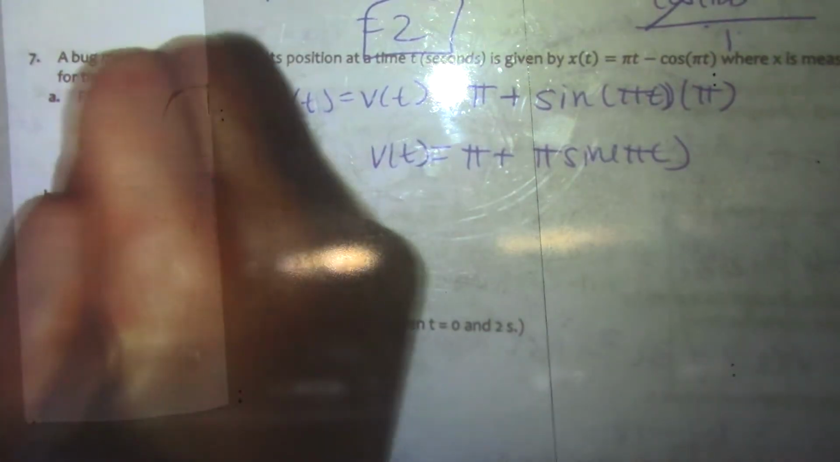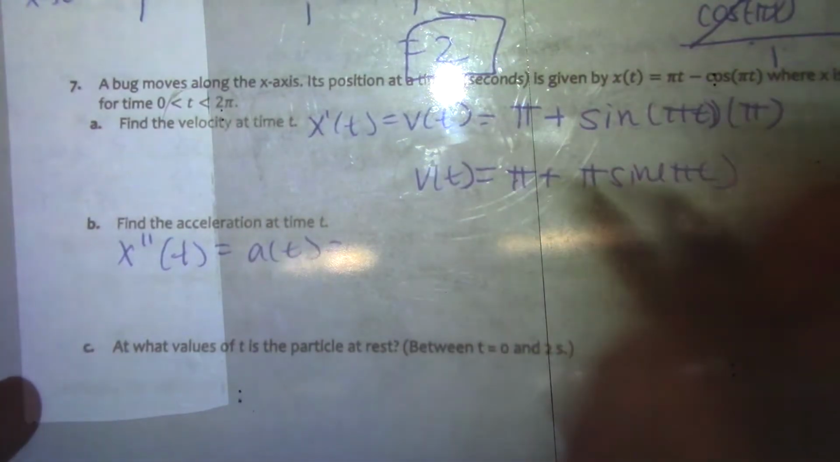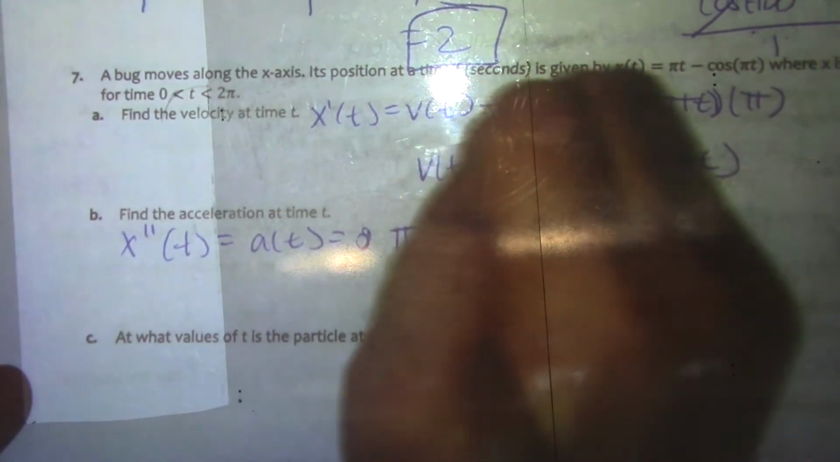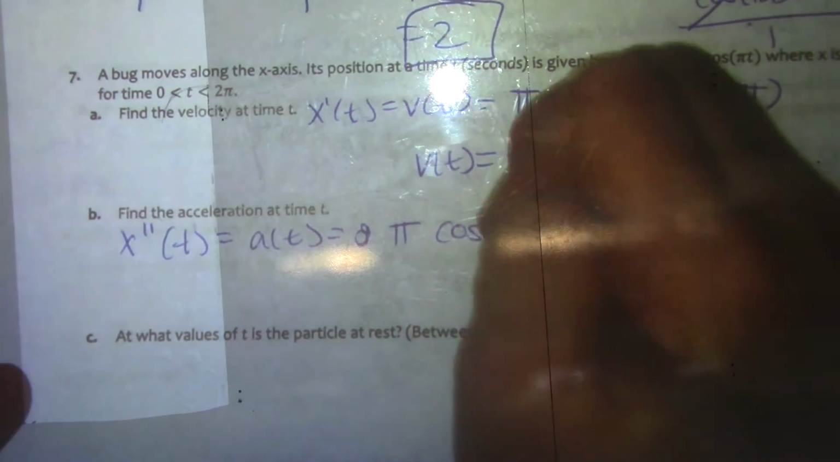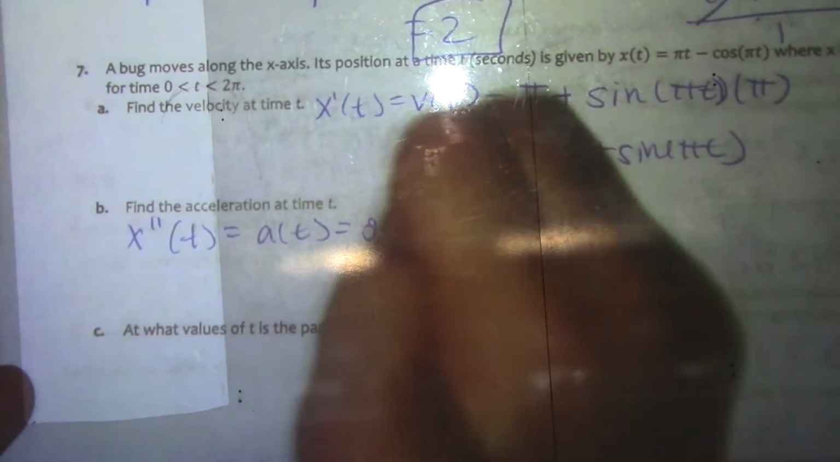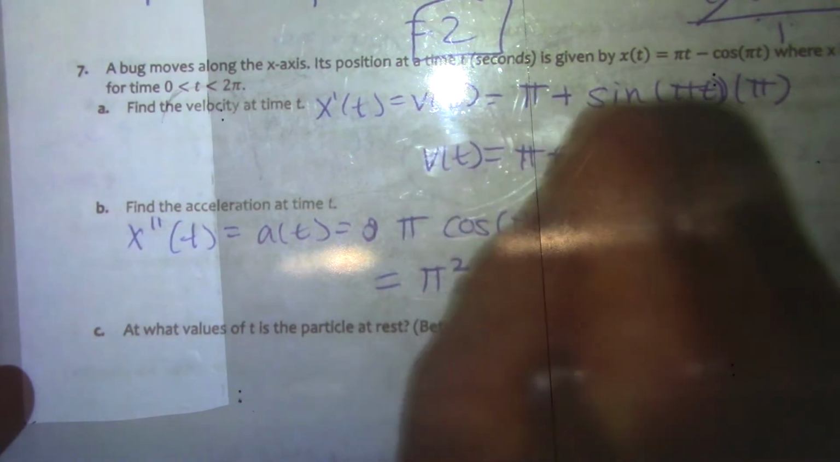Right, your acceleration is just the second derivative, or the derivative of the velocity, which derivative of pi, that's just a number, so that goes away, 0. And then we've got the pi, derivative of sine is cosine of pi t, and then I'd still need to multiply by the derivative, so then that is just 2 pi's, which is pi squared. Right, they're being multiplied, not added.